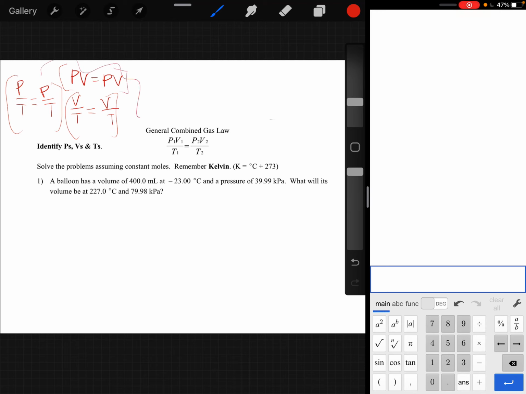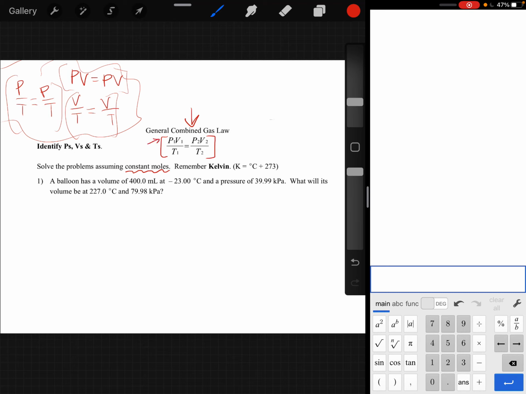And what we can end up doing is combine all of these formulas together to make this guy, the combined gas law. So now we aren't assuming that pressure, volume, or temperature is constant, but we are assuming that the moles are constant. Go look at the ideal gas law video to see what's going on with moles. But right now we're just focusing on 2 P's, 2 V's, 2 T's.